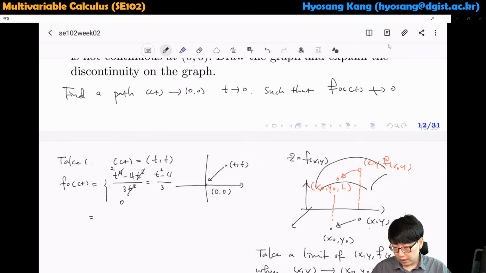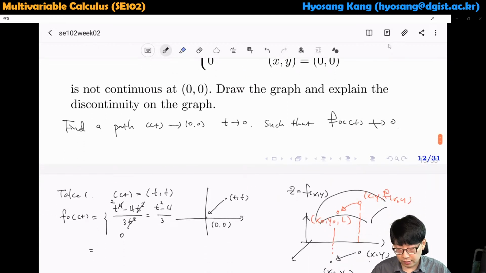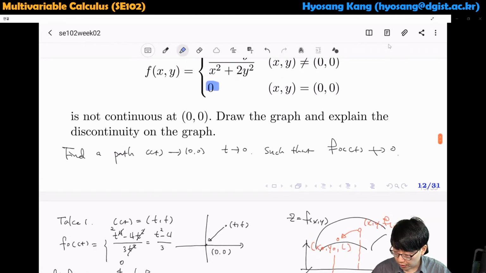So I can do this. I can get rid of t squared because the first formula is only for when t is not equal to 0, so the denominator is not 0. So I can divide by t squared on both sides. So I get this. When I take the limit as t goes to 0 of f(c(t)), t squared goes to 0, and I get minus 4 over 3. That's not equal to the value of the function at (0, 0), which is 0. It's previously defined here, right?